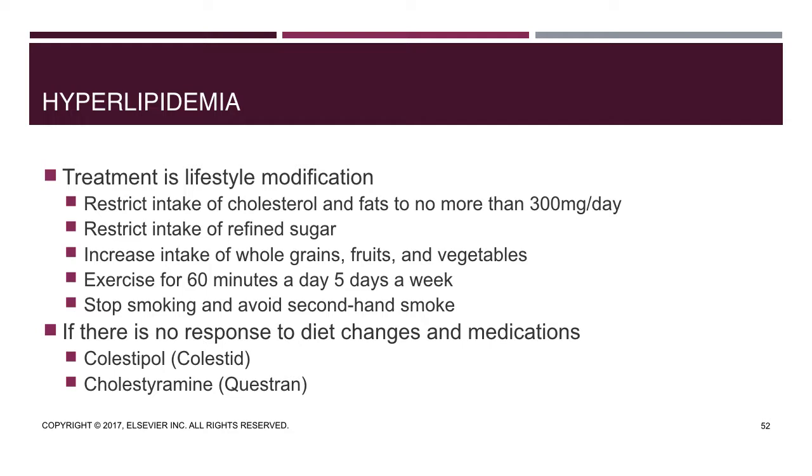Exercise, increase intake of whole grains. Make sure that there's 60 minutes a day, 5 days a week of exercise. If it's an adult or an older child that started smoking, get them to stop it and avoid secondhand smoke. That's something where the whole family has to make a commitment, so that the child isn't in that secondhand smoke either.